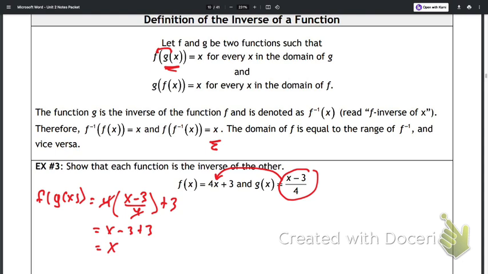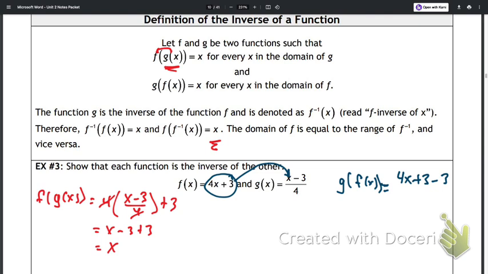Well, I have to do it both ways. So I'm going to do it the other way as well. I'm going to do g of f of x, and this time I'm going to be plugging this into the x on the g function, and so that's going to be 4x plus 3 minus 3, over 4. So that gives me 4x, because those 3's cancel, over 4, which simplifies to be x. So since both of those end up with x whenever you plug one into the other, and you have done it both ways, you know that those are inverses of each other.